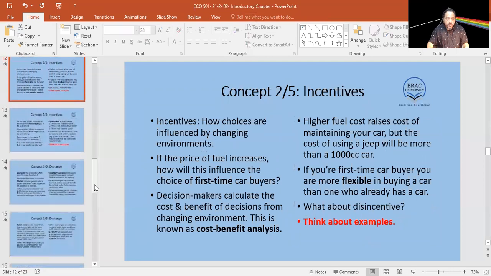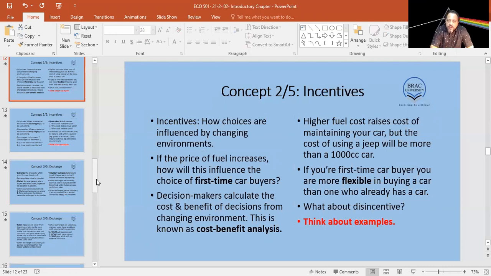Okay. The next concept was incentives. The second concept, incentives, means how choices are influenced by changing environments. How choices are influenced by changing environments. From the opposite way, when an environment changes, what effect does that have on choices? Okay. Now let's see. If the price of fuel increases, our environment has changed.